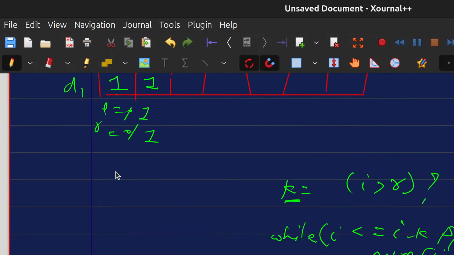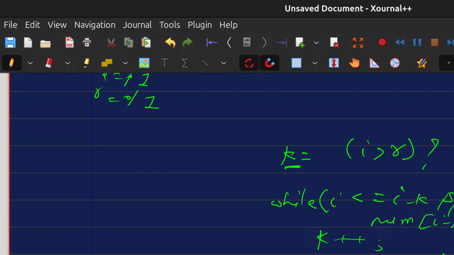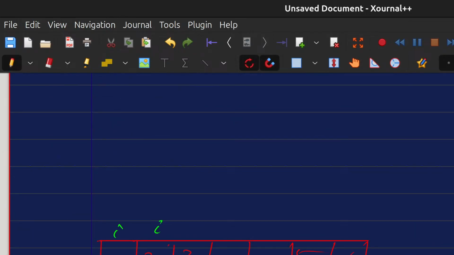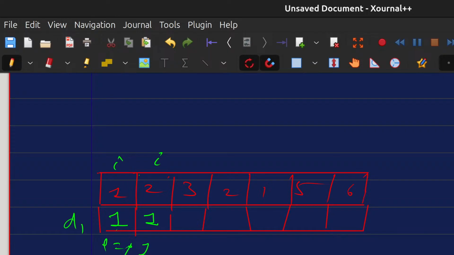Alright, both are 1. Then we have left and right. Left is equal to I minus d of I plus 1. Right is equal to I plus d of I minus 1. So what is d of I? Which is 1, and I is also 1. So both are 1 and 1, and the sum will be 2. So the answer will be 2 right now.